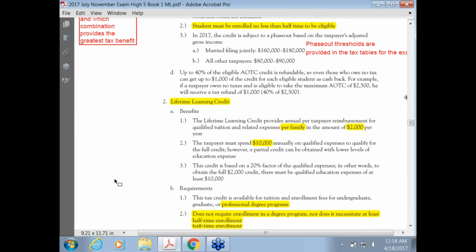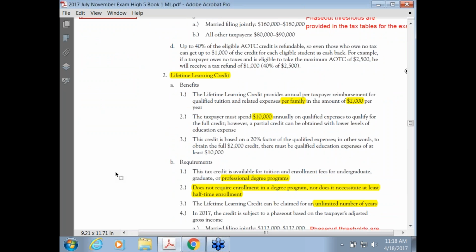Lifetime learning is a little easier. It's a little more flexible, isn't it? Because this does not have to be in a degree program, does not have to be even half-time, unlike the AOTC. Now, one of the downsides of lifetime learning is it's just $2,000 per family, not per student like the AOTC could be. And it's applied at a factor of 20% of eligible expenses. So to get the full $2,000, they have to have $10,000 of eligible expenses.